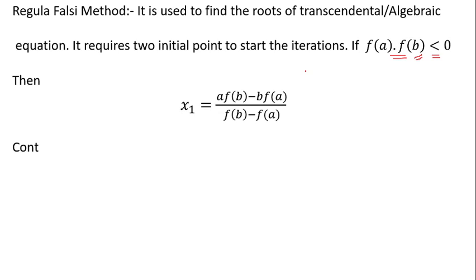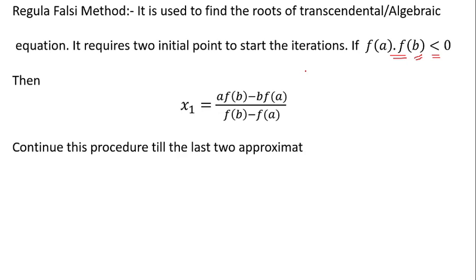Now then we try to find out x2. To find out x2, again we write the same formula, a f of b minus b f of a, divided by f of b minus f of a, but in that case a and b are different. Now if you continue this procedure till the last two approximations give the same value, how many iterations will we perform, that is the question. So the rule is, if we get the last two approximations same, then stop.